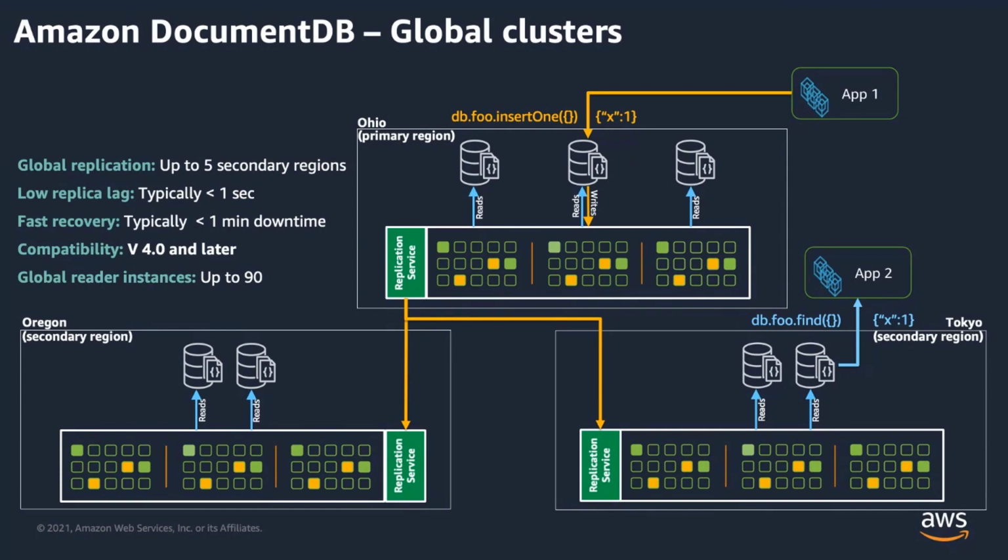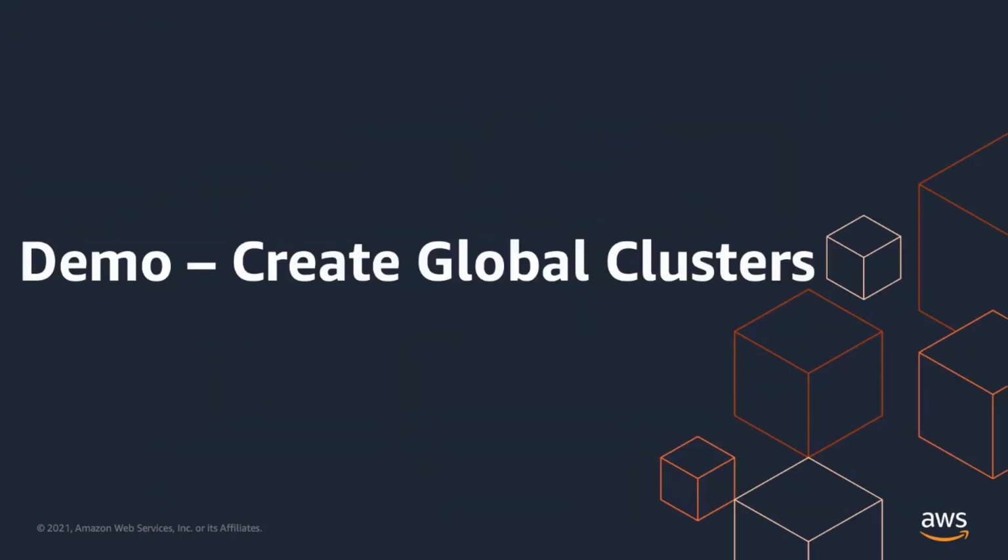As you can see in the slide, application 1 writes data to the primary region in the global cluster, and application 2 reads this data in the secondary region. So you can have another application 3 on top of Oregon to read the data from that region. So this makes it ideal for those data locality use cases, and I'll cover more about that in just a bit. So now that we have seen what global clusters is, let's take a look at a demo. I'll show you how you can create global clusters and then review this setup.